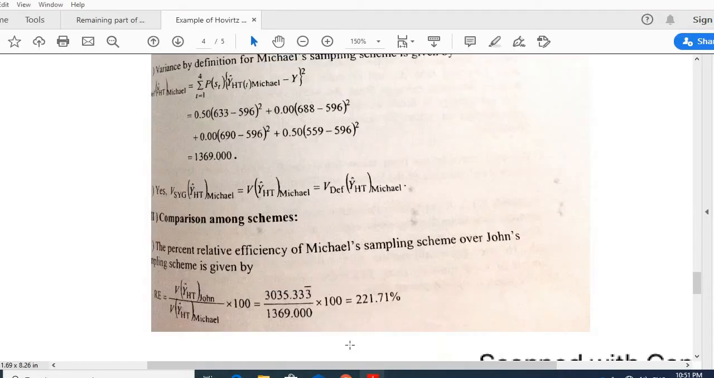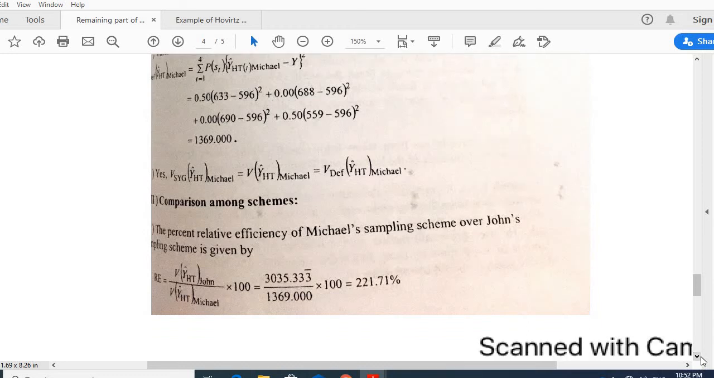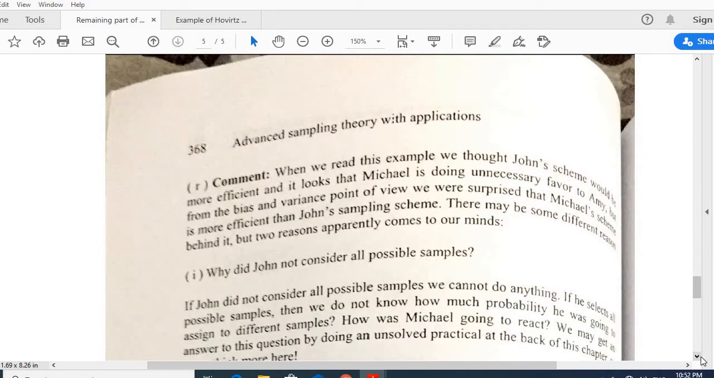Now come to the remaining part of this example. The relative efficiency is equal to variance of Y hat HT John divided by variance of Y hat HT Michael multiplied by 100, which is equal to 221.71. It means the Michael sampling scheme is 121.71% better than John sampling scheme.